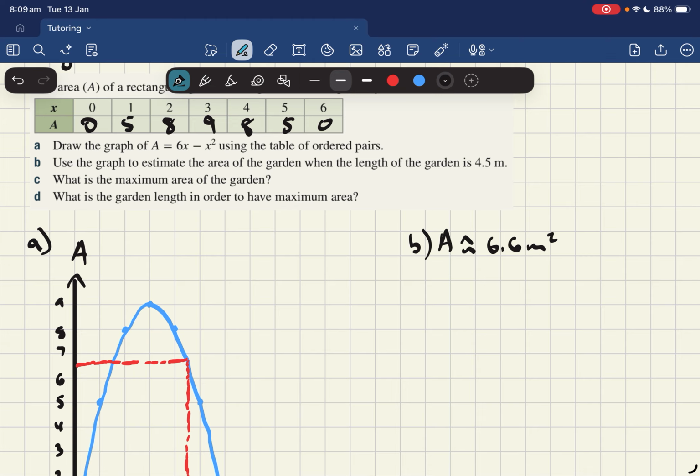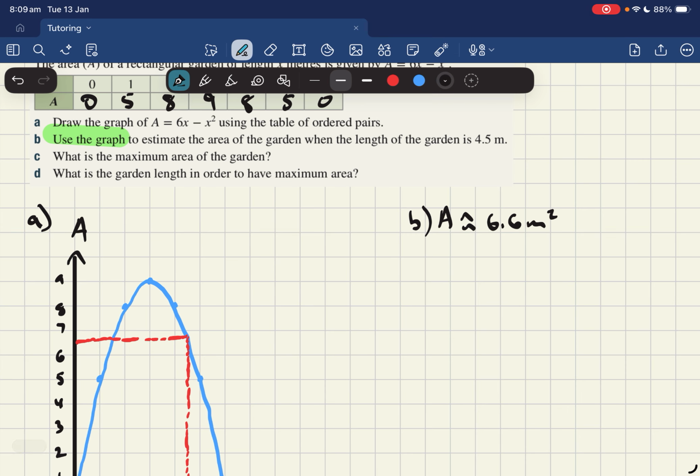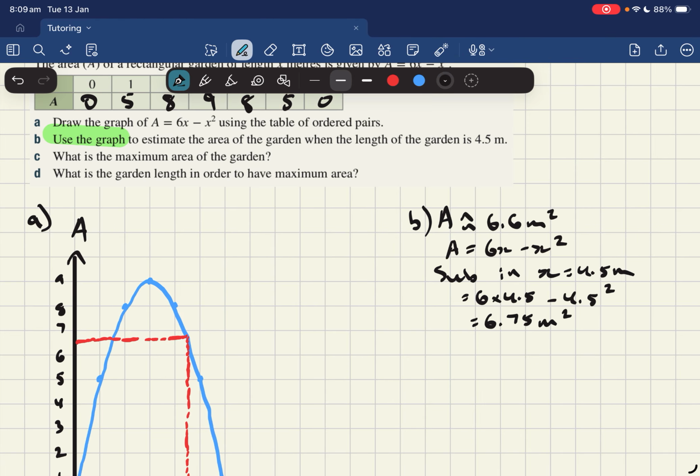Now, we can also check this algebraically. This question is saying specifically, use the graph, so we have to make reference to the fact we've used the graph, showing this sort of dotted line. But we can also check it algebraically. We have our rule, A equals 6x minus x squared. So we can sub in x equals 4.5. Substituting that in, this equals 6 times 4.5 minus 4.5 squared. And that gives us 6.75 meters squared.